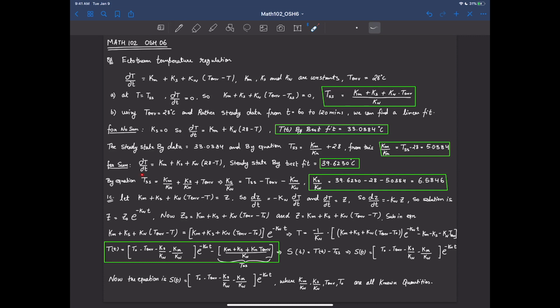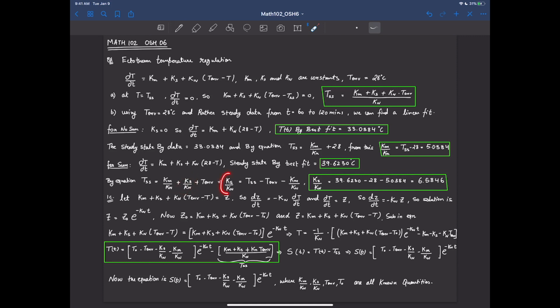Now this theoretical steady state is what we found above. The t steady state must be equal to that. Because of this, the data steady state is that, and the theoretical steady state is this. We already know what km over kn is. We already know what t environment is. So we only have to figure out ks over kn.